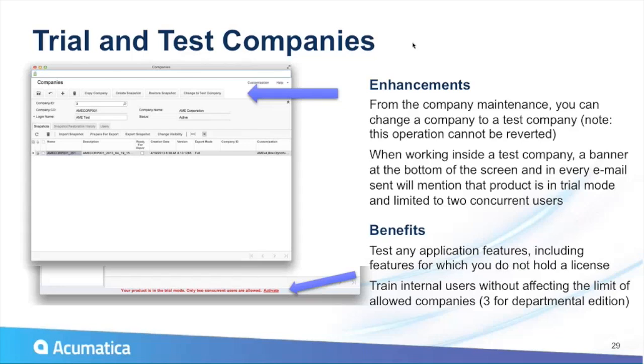When you're working inside a test company, there will be a banner at the bottom of the screen, as well as in every email that you will be sending with the system, that will mention that this is a trial company and that access is limited. So this can be very useful if you want to train your employees to use Acumatica, and as well if you want to try new features that you are not licensed for. So when you work with a trial company, you have access to every single feature. They are all enabled, even if you do not hold a license for this specific feature.